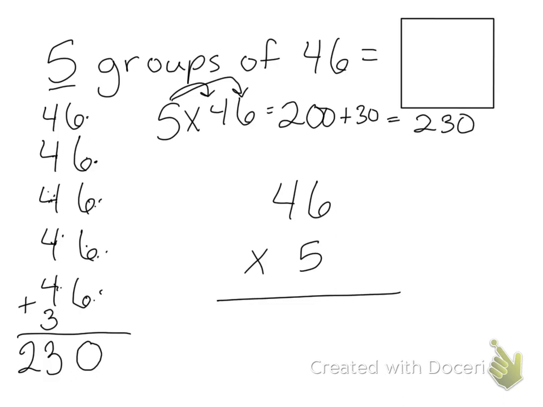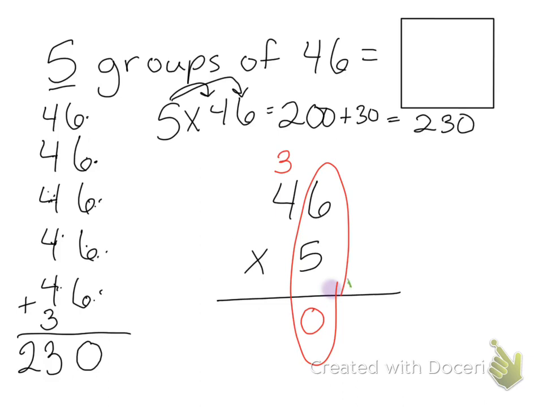So again, first we find the total number of ones, just as we added the ones first in the addition algorithm. So we do 5 groups of 6. Okay, I'm going to color code this. So we have 5 groups of 6. So 5 groups of 6 equals 30. And we show that by writing the 0 in the ones place and carrying the 3 over to the tens place.